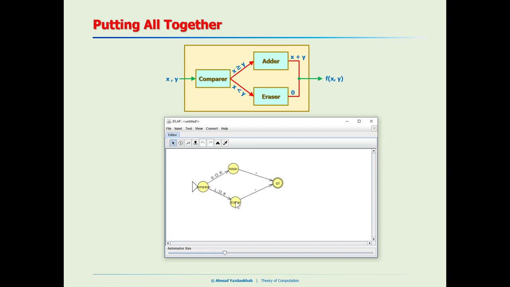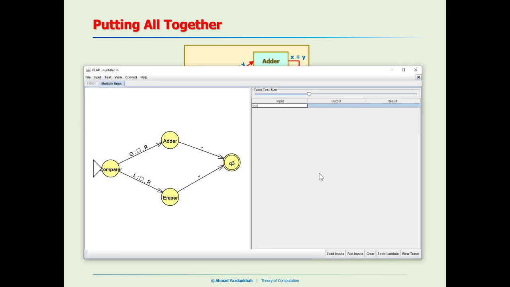Okay, so this is our design, and first let me test it. In transducer mode, first let's say 11011. Here x is greater than y, so we expect that the adder will be activated. And 11010111. Here is the equivalent, so again, the adder should be activated. And 11011111. Here we need to see the zeros. All right, so run, and you see that it is working fine. You can put in more test cases to check that.